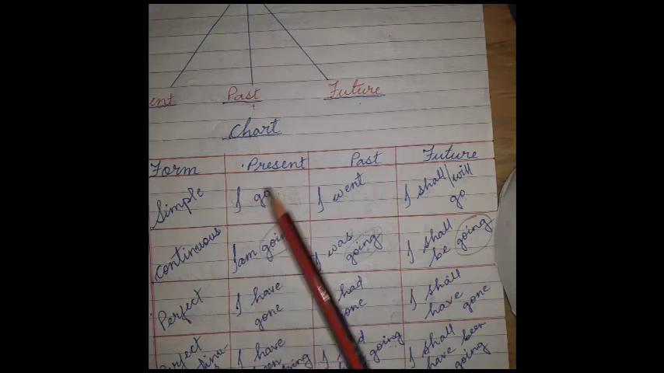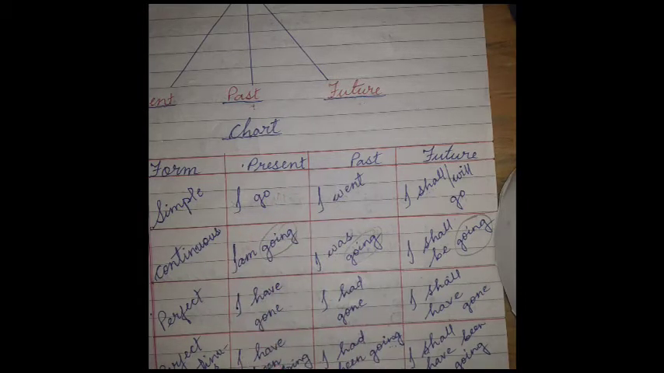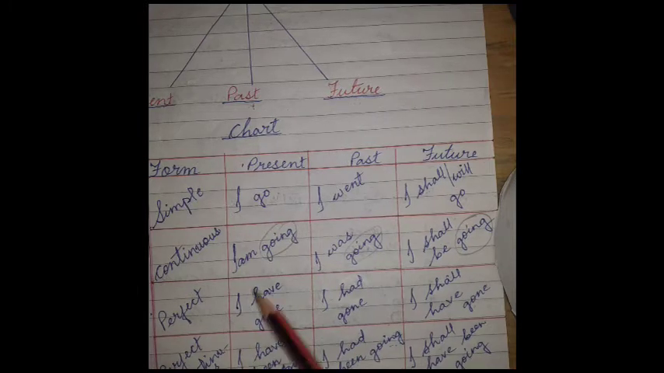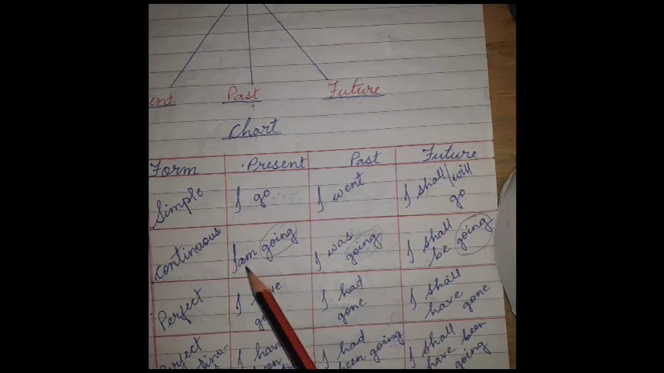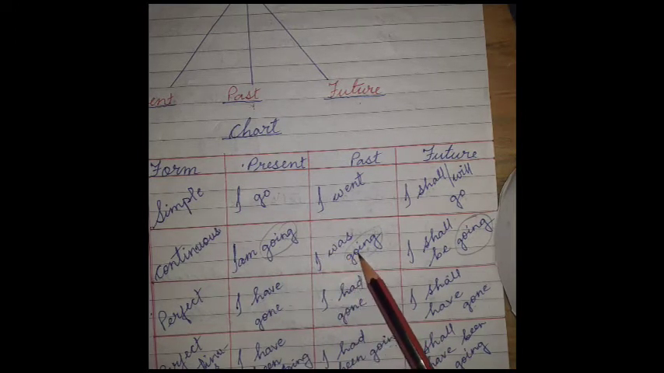Okay. So present continuous means you are doing the action at the moment continuously. Okay. So right now, what are you doing? I am going to school. Continuously, you are going. Okay. In the past continuous, I was going. So past tense is was. Okay, so I was going.